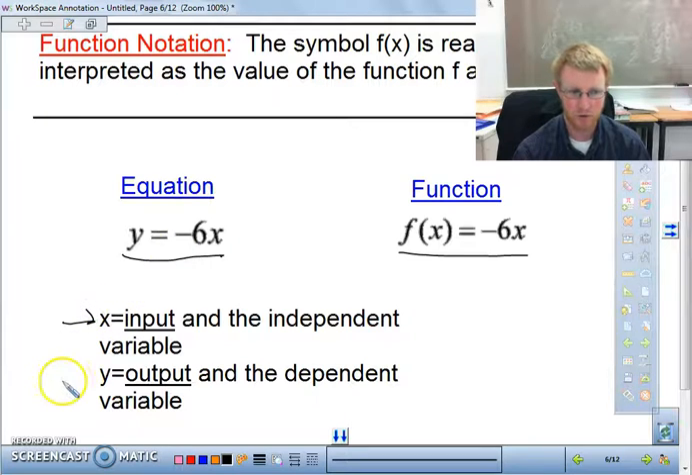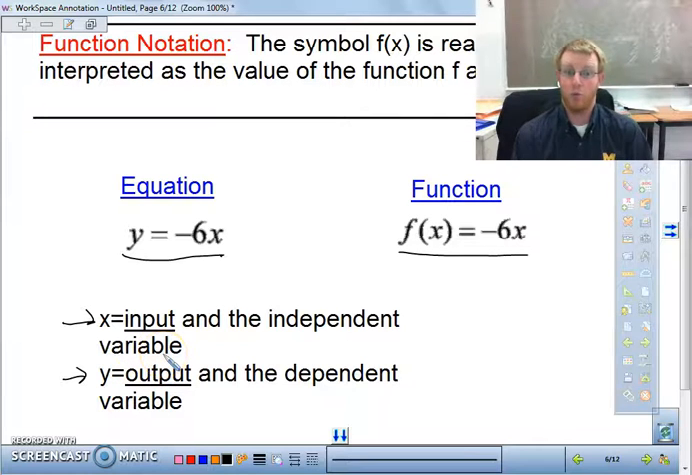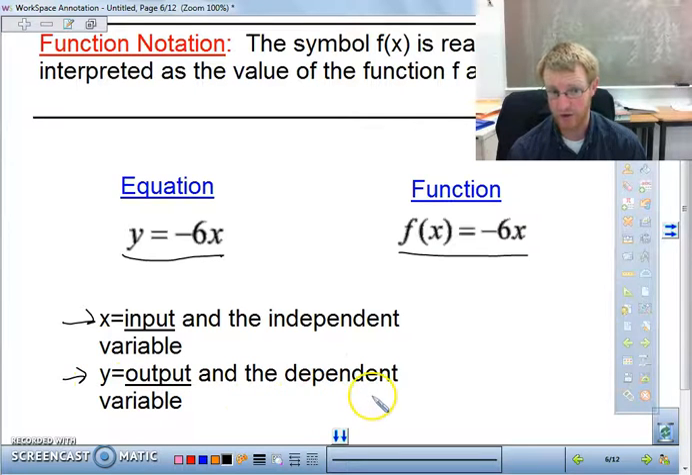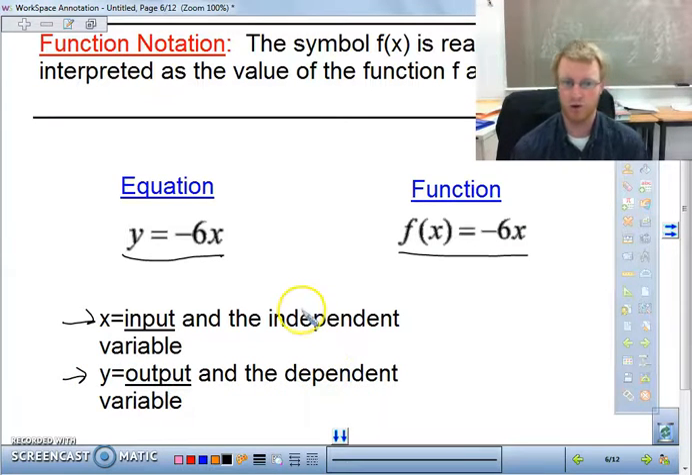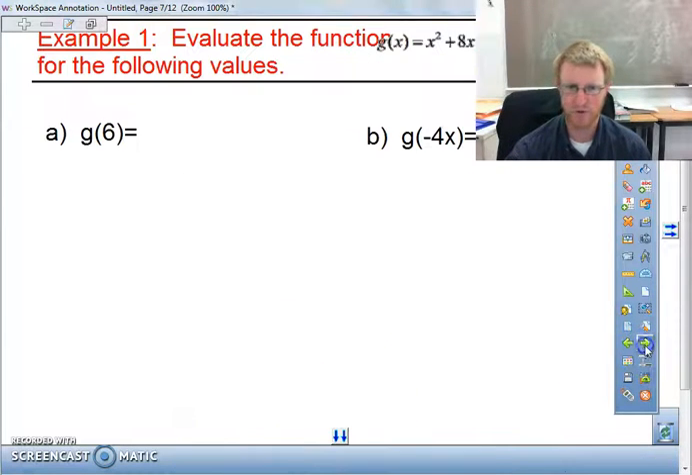X is always the input, y typically the output. We call x the independent variable because it's independent. You can put whatever you want in for it. And y, the output, is the dependent variable because it depends on what you plug in for your independent variable. Okay, so let's take a look at this with a couple of examples.